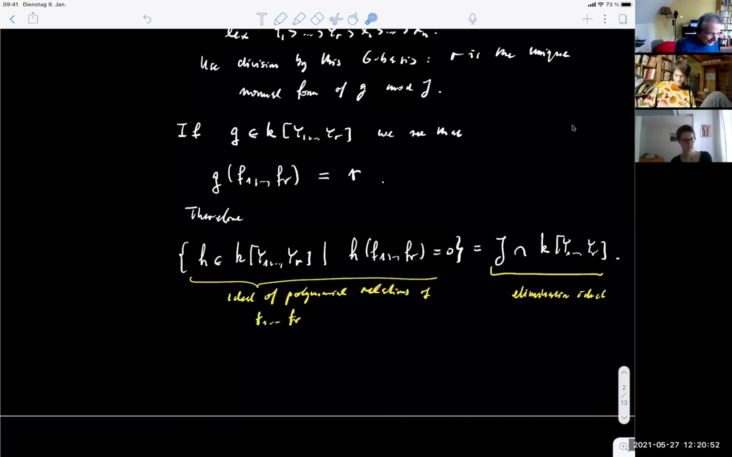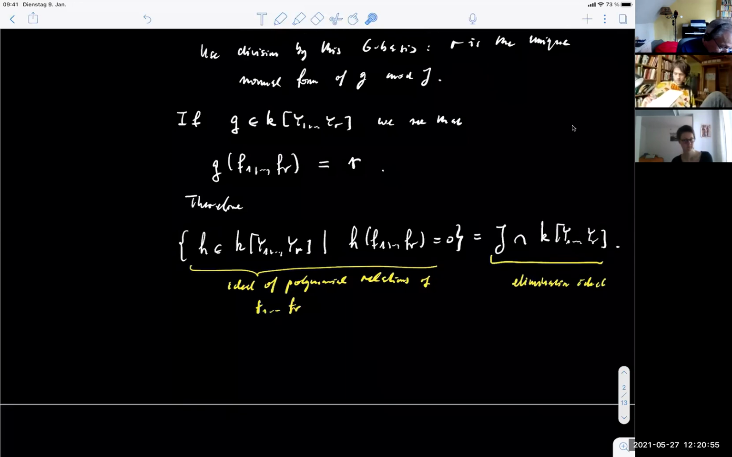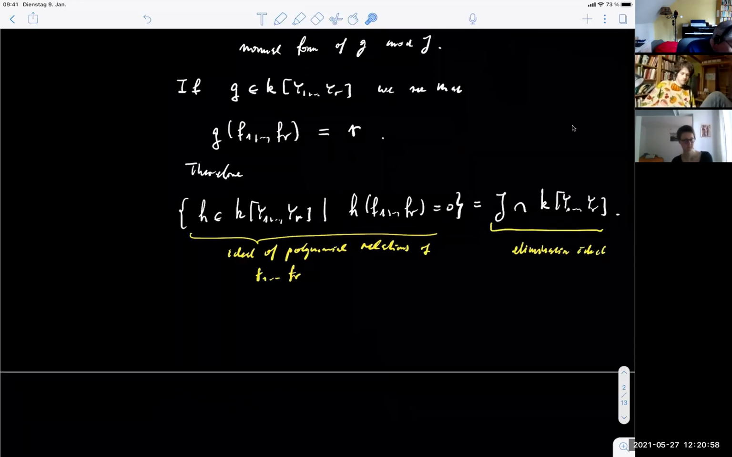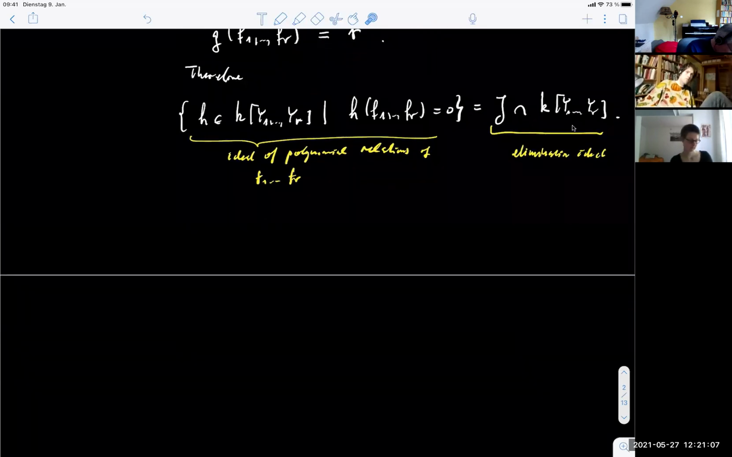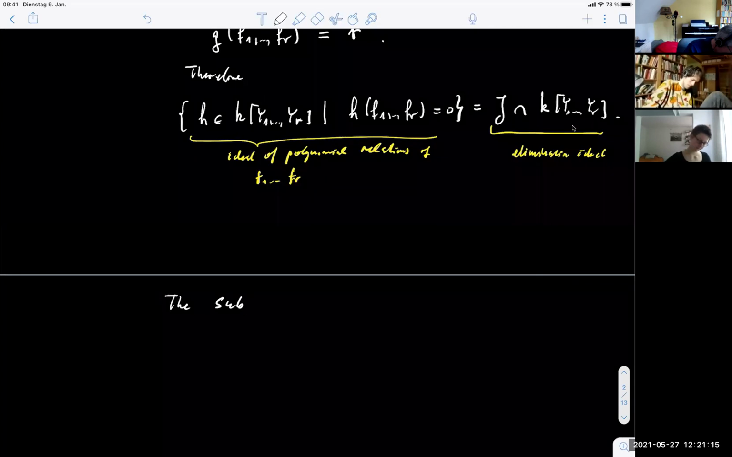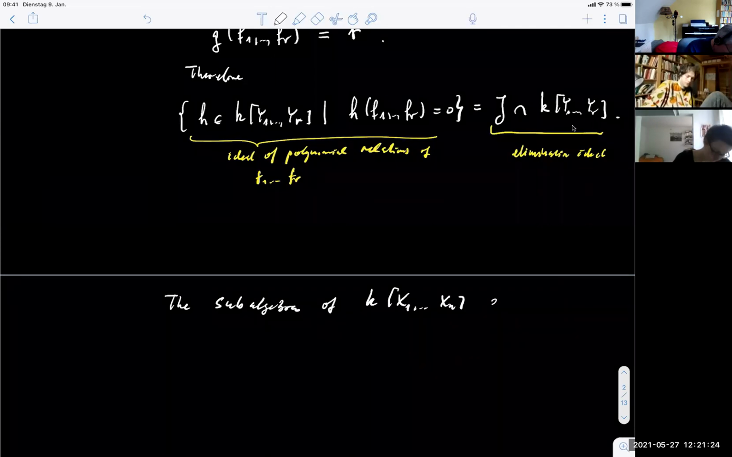Now, okay, subalgebras. What is a subalgebra? Let's define it, so it will be clear, maybe on a new page. The subalgebra of the polynomial ring generated by F1 up to Fr is the following.